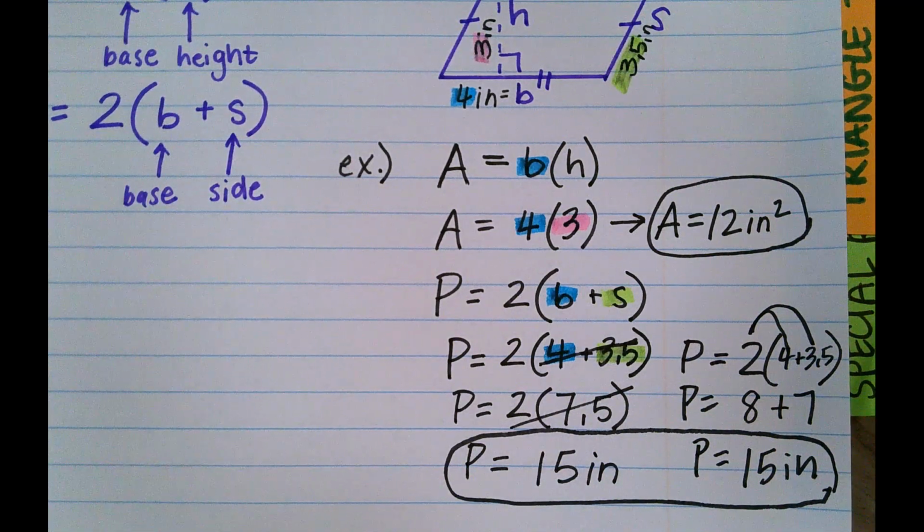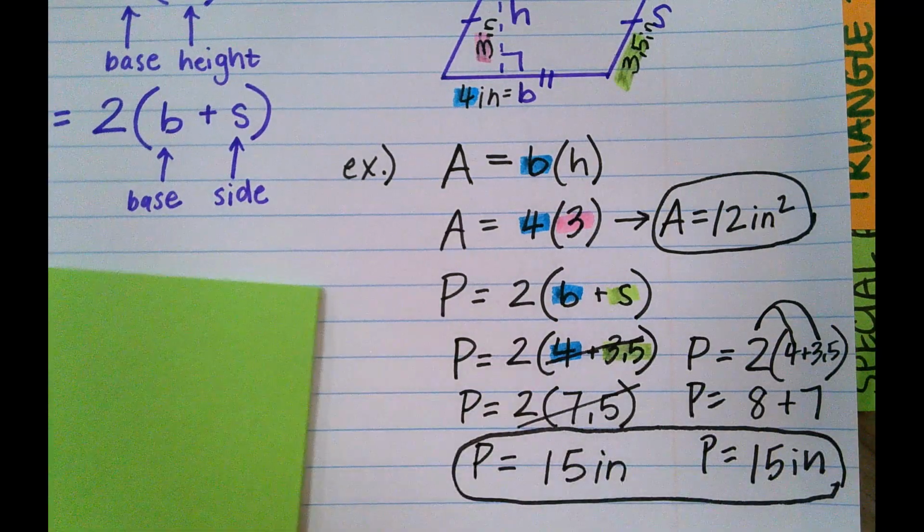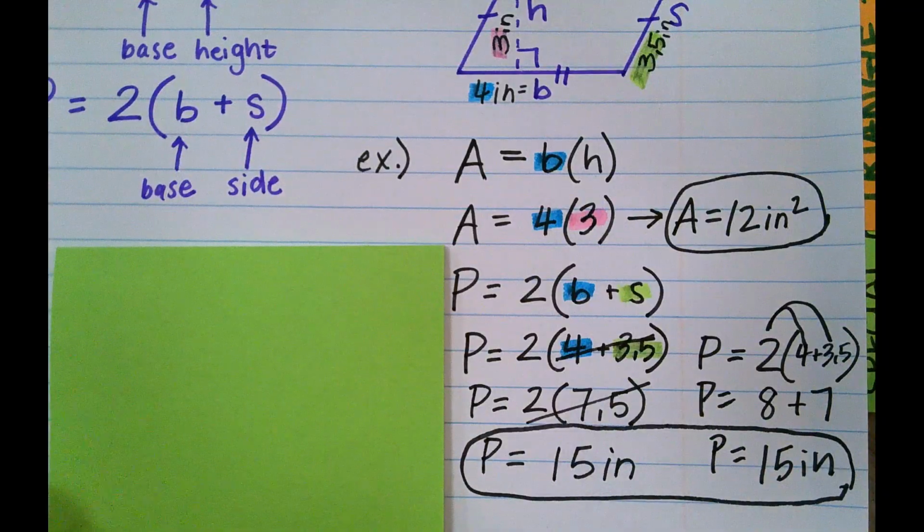Nice. So perimeter will always be just inches, or centimeters, or whatever, and area will be inches squared. Perimeter is always just the units. And then our area is always squared.